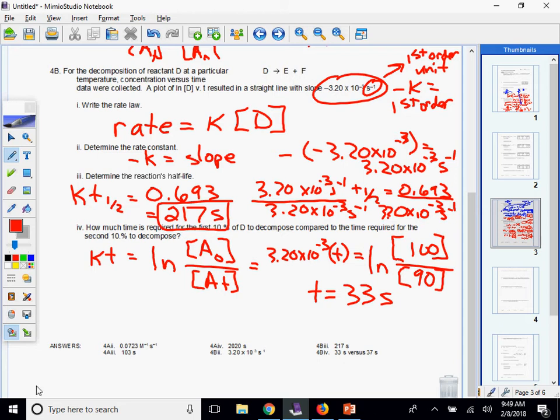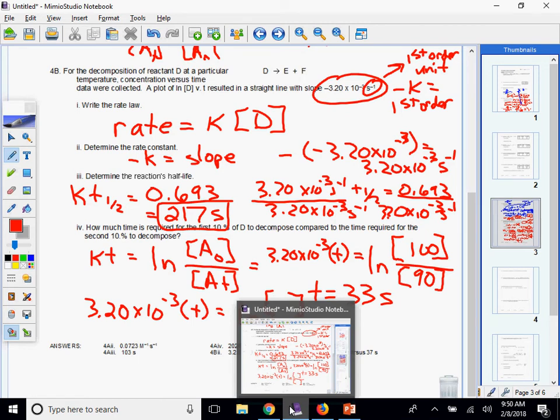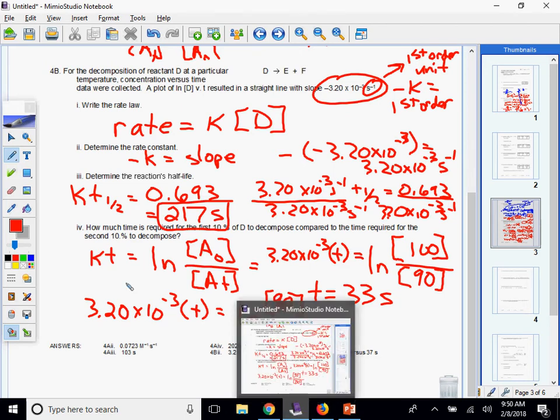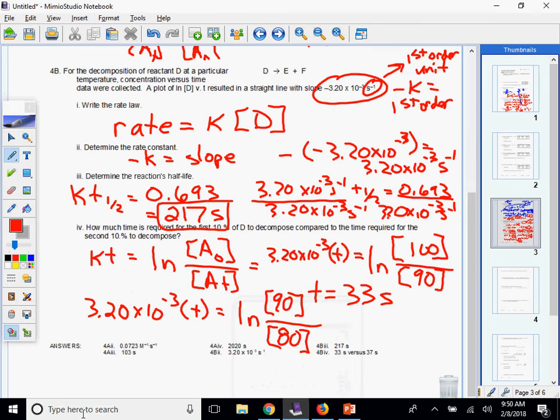The same exact setup, 3.20 times 10 to the negative third times t equals ln, and I need help on the concentrations. 90, and what would I put on the bottom? 80. 90 and 80. Another 10% came off. We had 90 from here. We had to match this, because that's what we have left. We lost another 10%. What's 10% of 90? 9. So you could put 81 on the bottom or 80. Go ahead. You can try it either way. It's both going to come out to be the same.